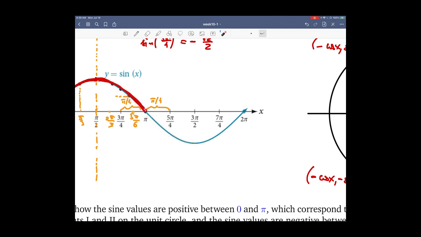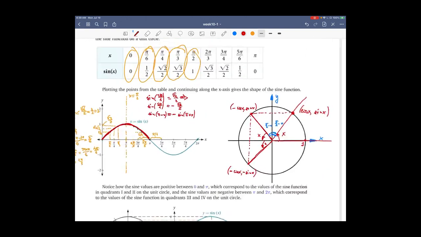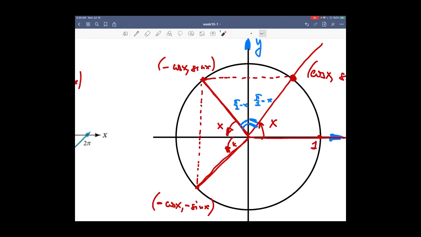More precisely, if you step away from this point to the left by some distance x, and if you step away from pi by that distance x to the right, the difference in the values of sines will only be by a negative sign. Sine of pi minus x and sine of pi plus x differ only by a negative sign, which again can be easily seen from the unit circle.